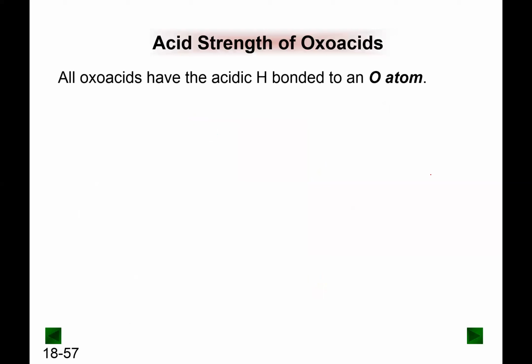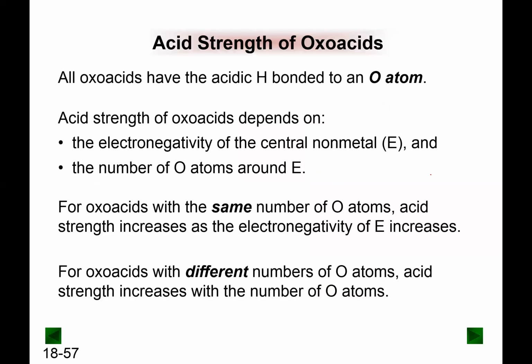Now the next topic then is oxoacids. Oxoacids are basically going to be a central atom with oxygens bound to them, so they're going to be polyatomic anions. And so these polyatomic anions that have hydrogens associated with them, we have a group of them, and we'll talk about why this is so, or how the acid strength varies for them. But all oxoacids have the acidic H bonded to an oxygen atom.